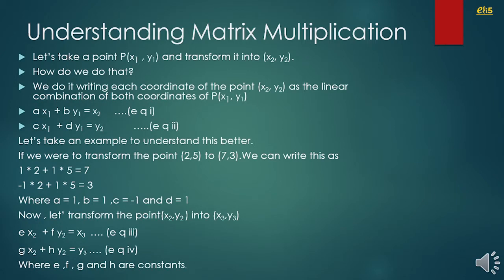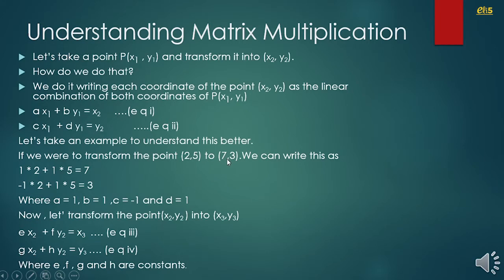Now this is a lot more confusing. Let's take an example to understand this. Let's say we're transforming the point 2, 5 to 7, 3. Now our plan is to transform this using linear combination. So our transformed point is 7, 3, right? We take the x coordinate 7, and we multiply the coordinates of this point 2, 5 by constants and either add or subtract them to get 7.